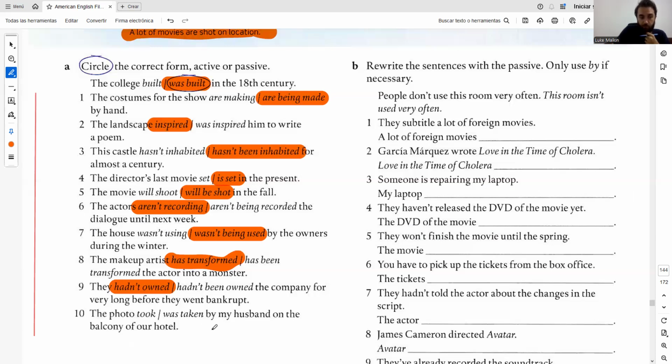And number 10, the photo took or was taken by my husband on the balcony of our hotel. The photo can't take. People take photos. So the photo was taken. Past.